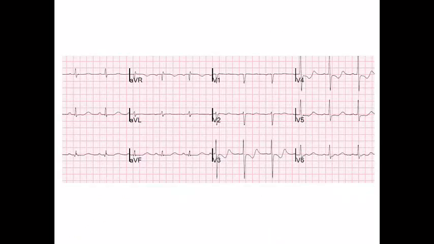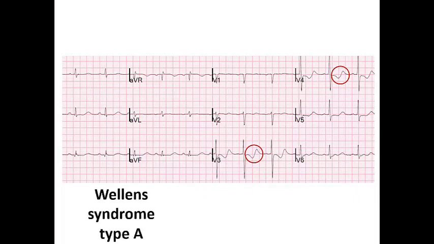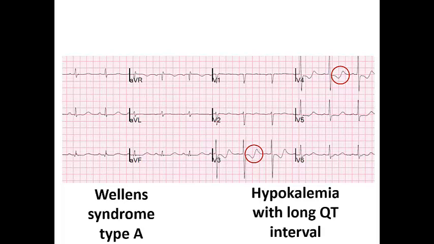So for example, here in this ECG, we can see biphasic T waves that start negative and then positive. May suggest Wellens syndrome type A, but it may suggest hypokalemia, especially as the patient is having long QT intervals. You need to check the potassium disorder before assuming that it is caused by ongoing myocardial ischemia.